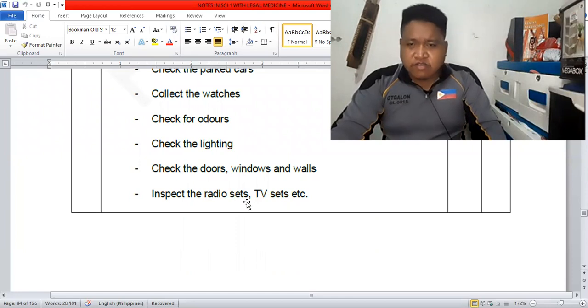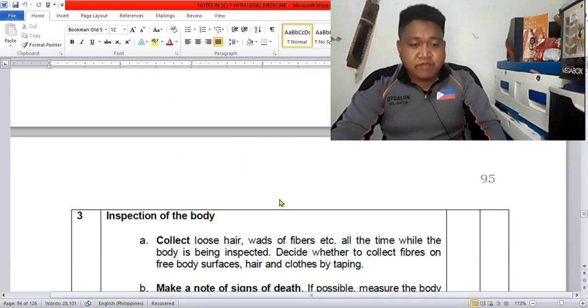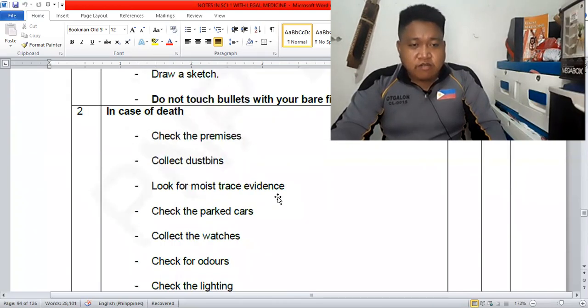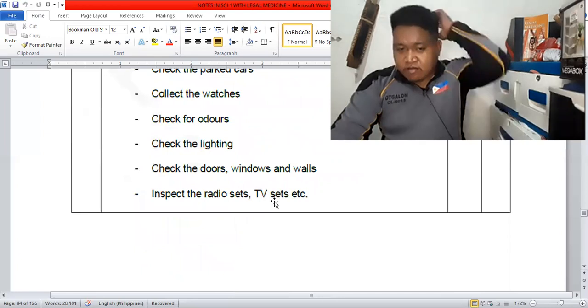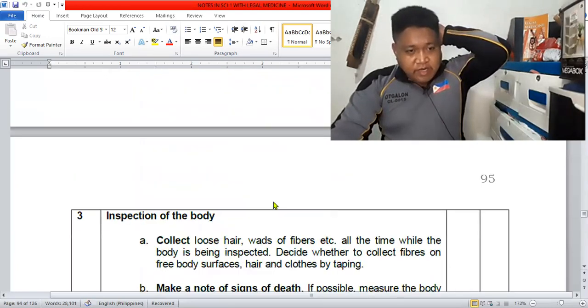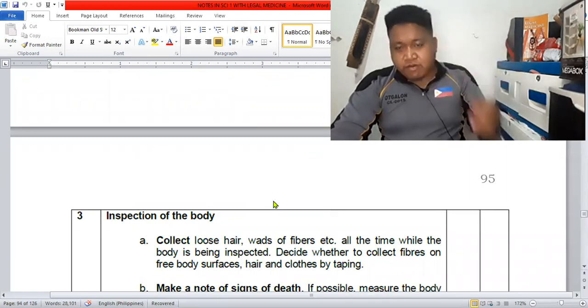Inspect the radio sets. Kung naka-on o hindi. TV sets also. You check it. Naka-on or hindi. Or ano ang andon sa TV set na yan. Okay? That is in case that there is death. Then number 3, inspection of the body.